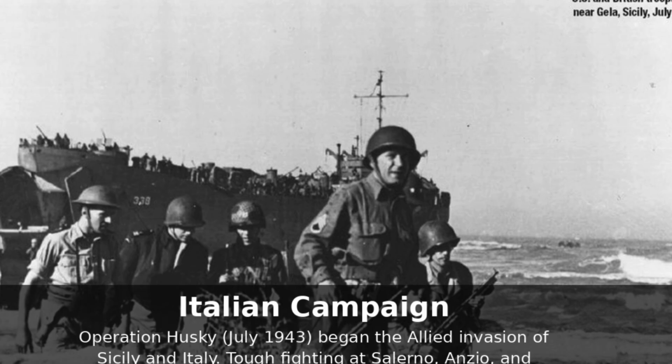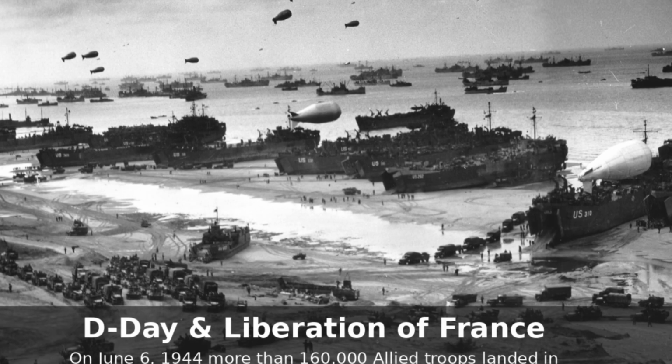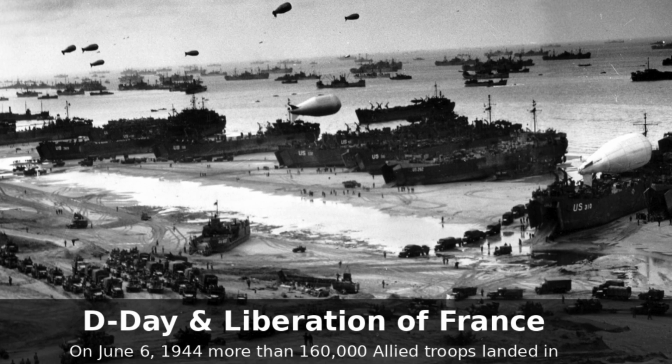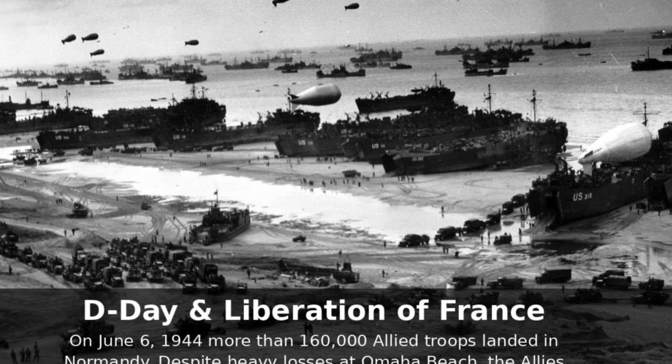Allied troops slogged through mud and mountains at Salerno, Anzio and Monte Cassino before entering Rome in June 1944. The Italian campaign was a bloody slog, costing tens of thousands of casualties on both sides, but it tied down German divisions that might otherwise have reinforced France and hardened U.S. soldiers for the battles still to come. By 1944 the Allies were ready to return to Western Europe.